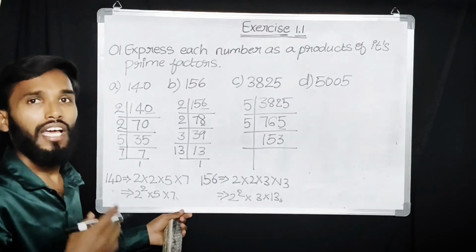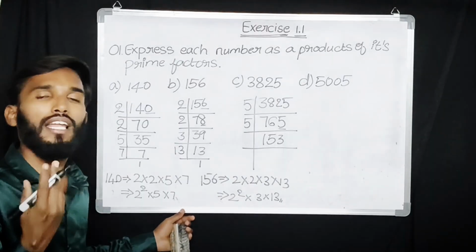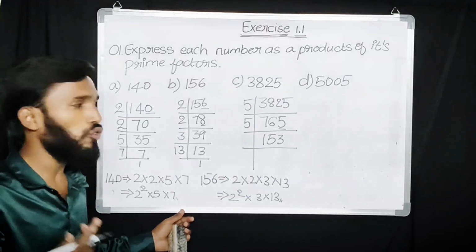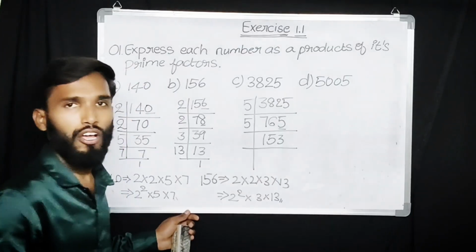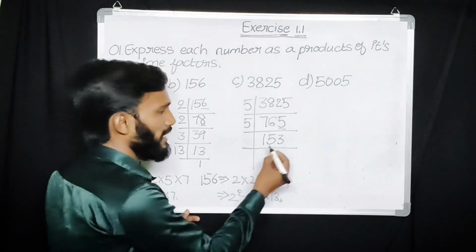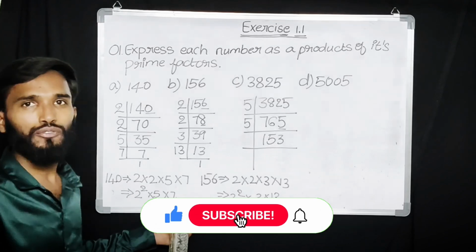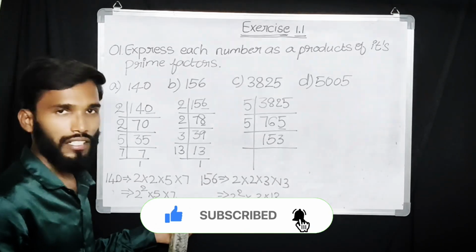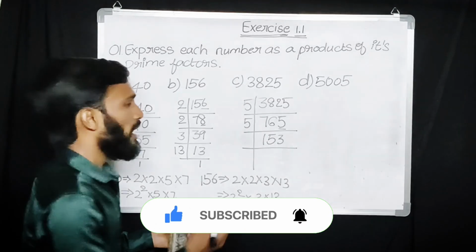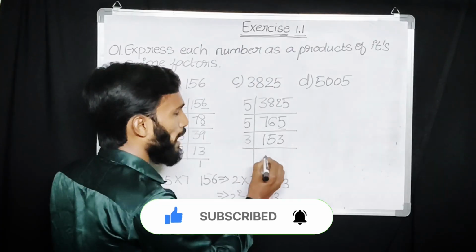So the next rule is 4. What is the rule of 4? The last two digits should be divisible by 4. But here 53 is not divisible by 4. So next, what is this? Add all these digits. What will you get? 3 plus 5, 8. 8 plus 1, 9. So 9 is divisible by 3. That means the entire number is divisible by 3.